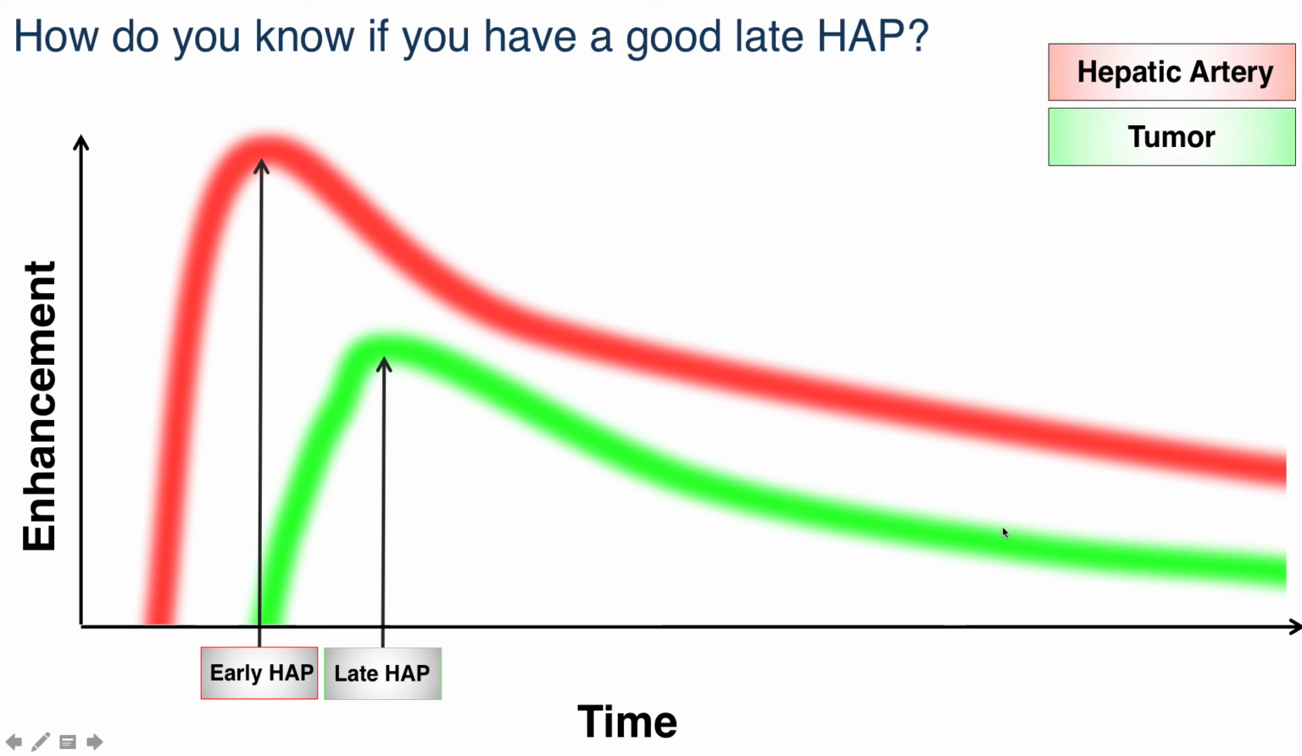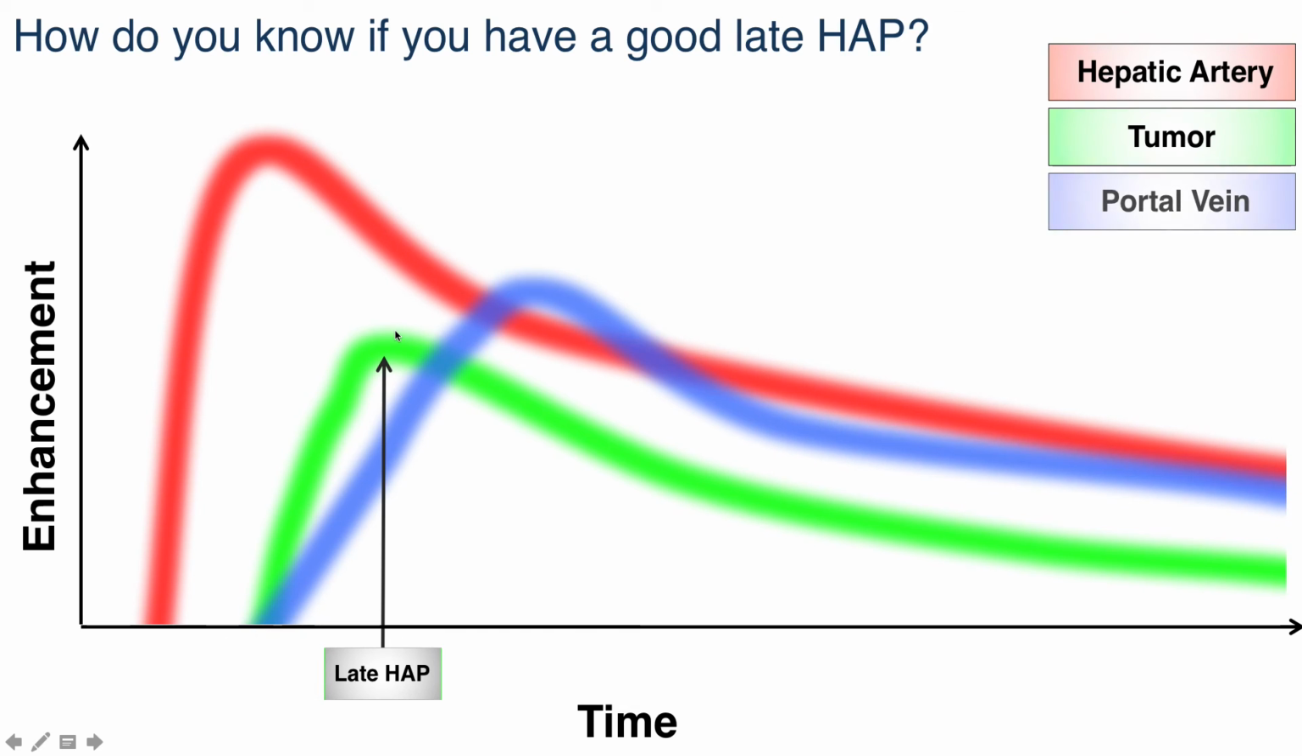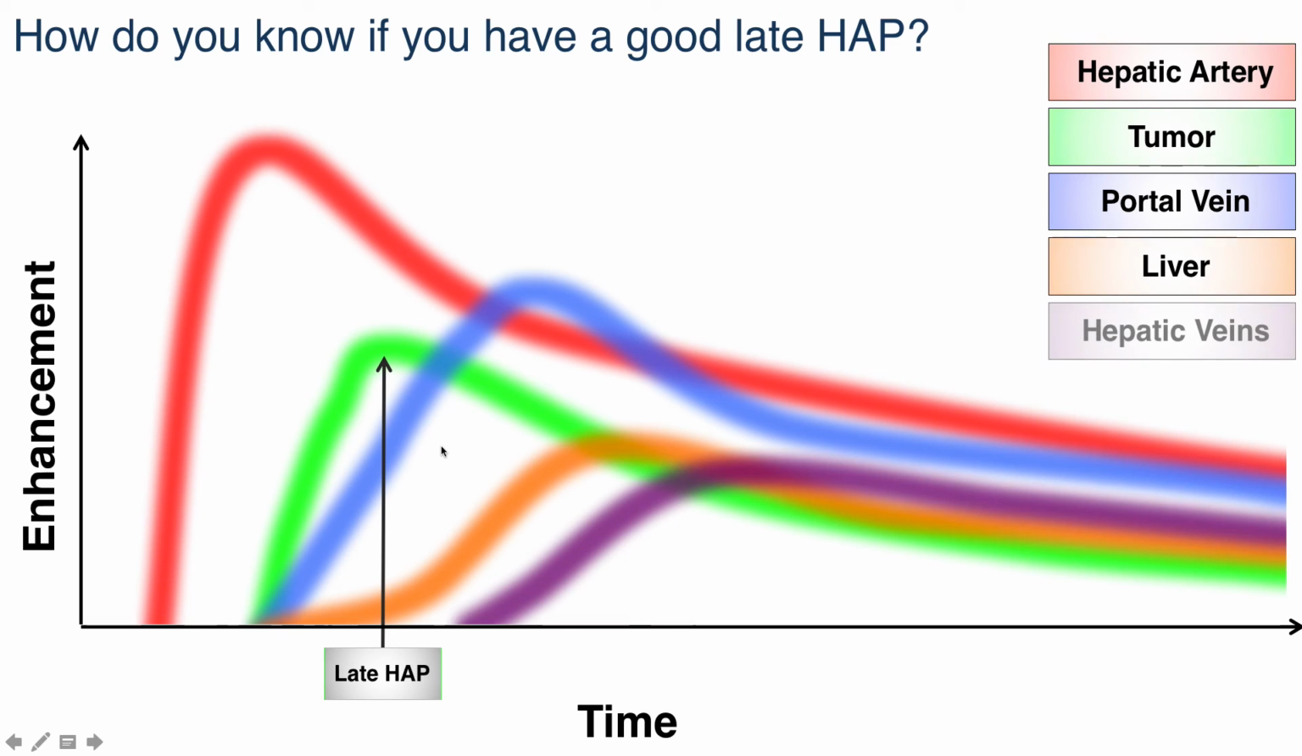Okay, so we want to do late arterial phase imaging, and the clue to late arterial phase imaging is that you should see the portal vein. If you don't see portal vein, you're too early, but you also don't want to see hepatic veins. If you see hepatic veins, then you're too late. So if you see hepatic veins, you're out here somewhere. If you don't see portal vein, you're out here somewhere.